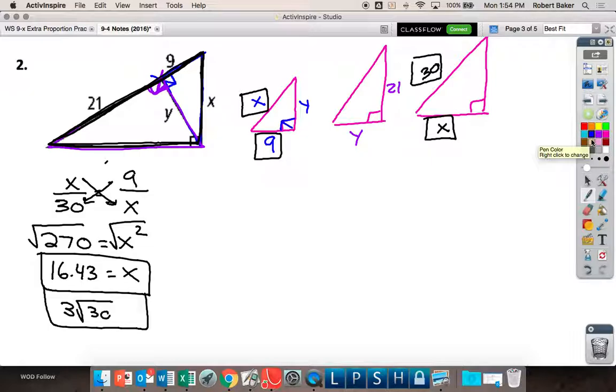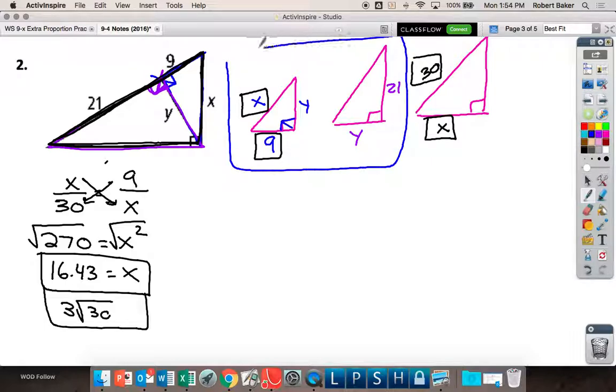Okay. Which two triangles are we going to use if you solve for y? Small and medium. I'm using these two triangles right here. So what is your proportion going to be? Y over 21. So I'm going medium side over medium side. That's y over 21. And 9 over y. Does it make sense that the y's are diagonal from each other? Yes, okay, small check there.